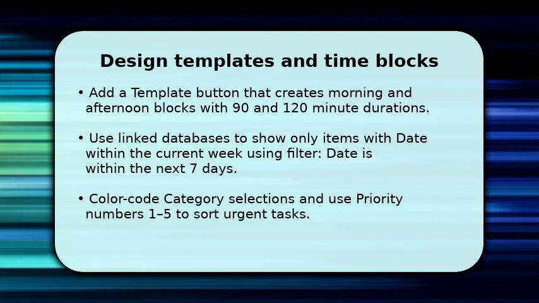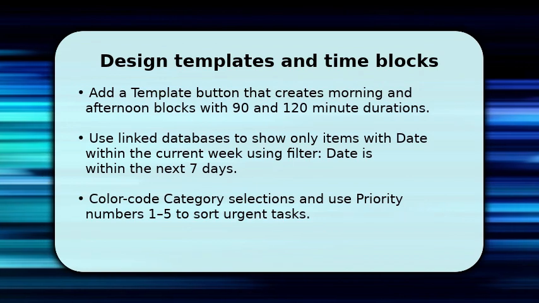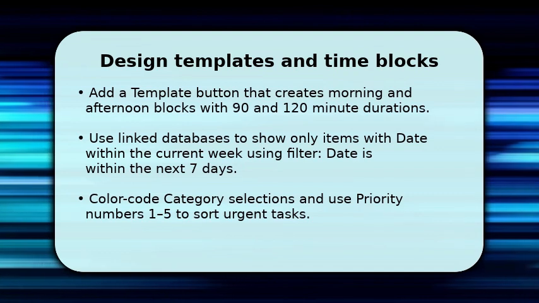In each template, set the date property as a placeholder, so you pick an exact day and start time when using it. Use linked databases to show only items with date within the current week using filter. Date is within the next 7 days for focused planning. Color code category selections, and use priority numbers 1-5 to sort urgent tasks, and drag high priority to the top.